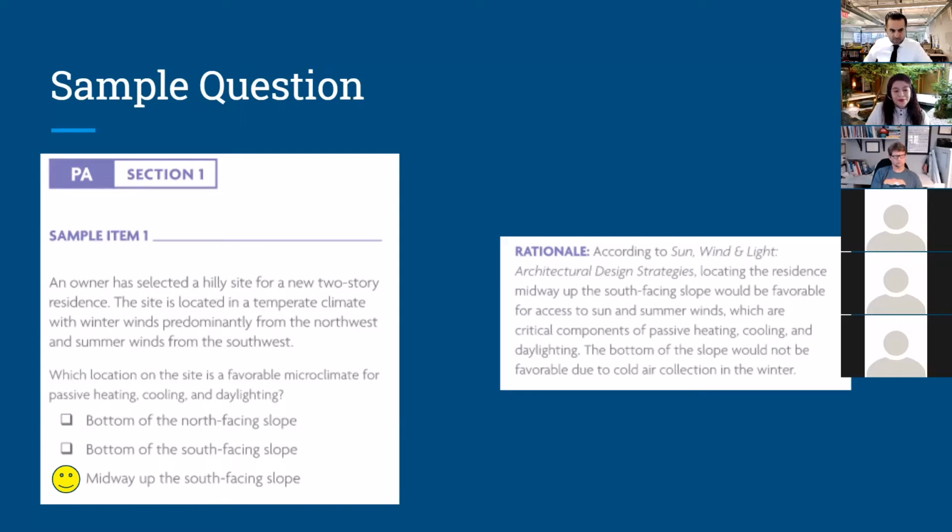So we know that we don't want to be cold in winter. So the bottom of the slope is not the right answer. It will be midway up on the south-facing slope. I know this is a little bit more confusing, but as long as you start studying all these different regions and try to link the different shapes and microclimates for each region, it will be easier for you to understand this type of question. But there is a lot of content similar to this question.